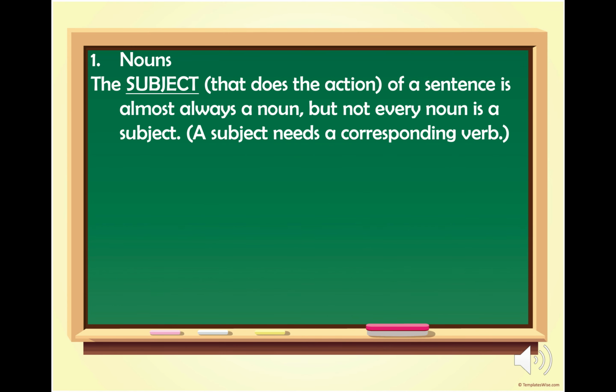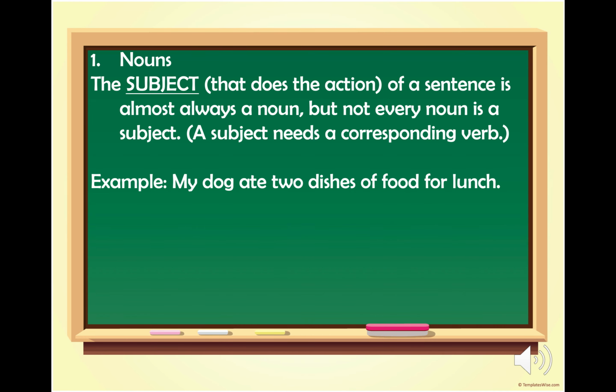So the subject of the sentence, that's the part that does the action of the sentence. It's going to almost always be a noun. But just because you have a noun in the sentence, that doesn't mean that that's necessarily the subject. So like if you look at this one, my dog ate 2 dishes of food for lunch. You've got several nouns in the sentence, but the subject is who did the eating, and that's the dog. You can see the other nouns listed there.